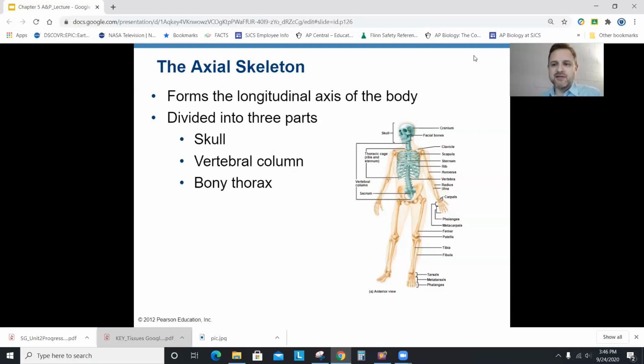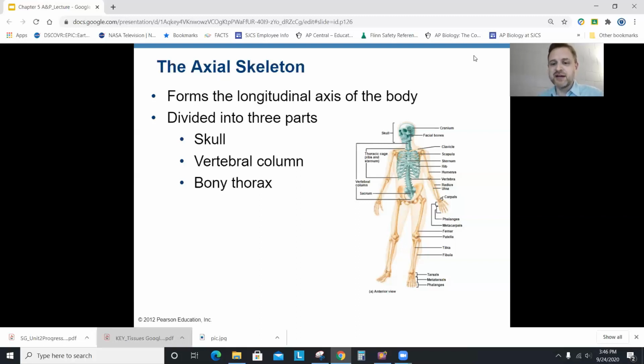In the beginning of the chapter in video 1, we discussed the two divisions of your skeleton, the axial skeleton and the appendicular skeleton. Just to remind you, the axial skeleton forms the longitudinal or lengthwise axis of your body. It consists mainly of your skull, your rib cage, and your backbone. So your skull, the vertebral column, which is your backbone, and the bony thorax, which refers to your rib cage.